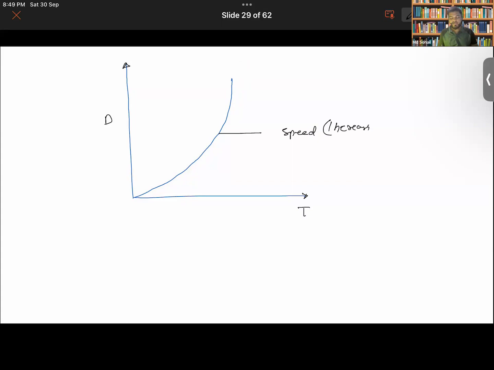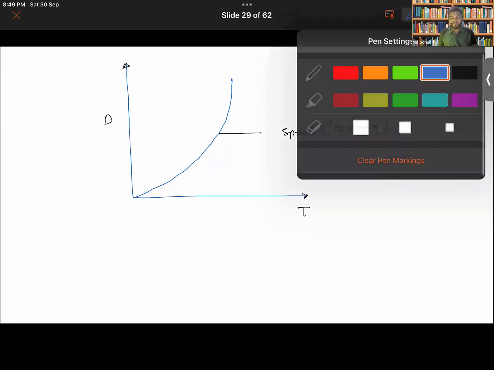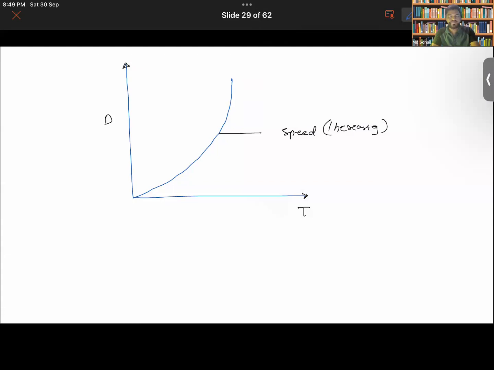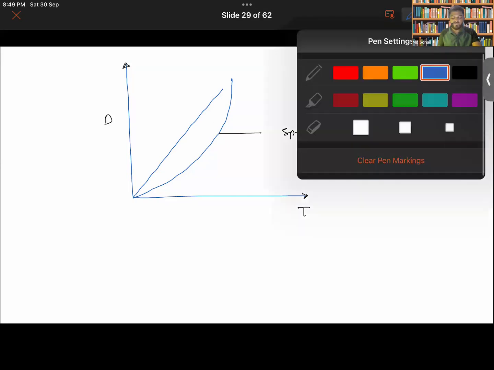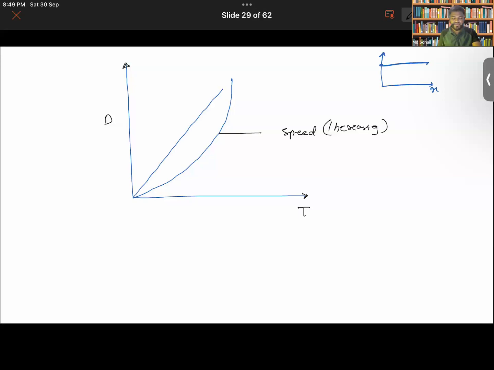Getting it now? Does not all lines represent speed? No, all the lines represent the speed. Whether we talk about this curve line, or the straight line, or this line where you have the line parallel to the time axis, there also the slope... these lines are basically called slopes.